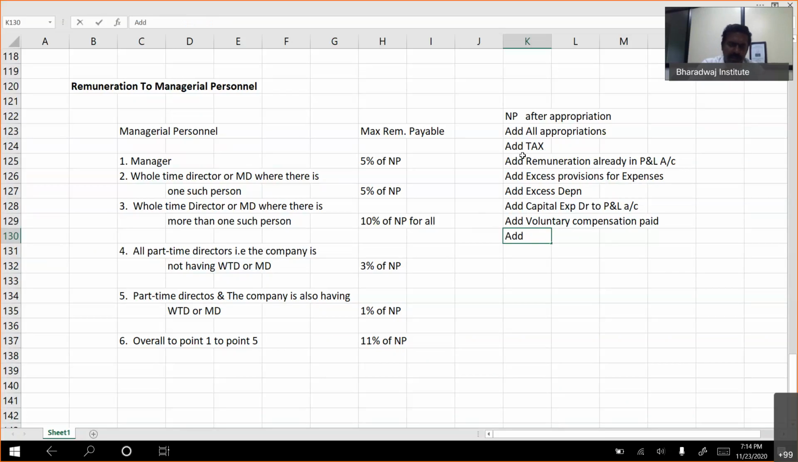What else? You have penalties for violation of law. Any law. It can be company law or any law. Clear? So this will give us net profit for managerial remuneration.